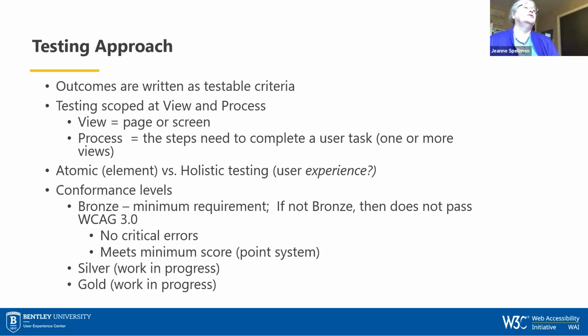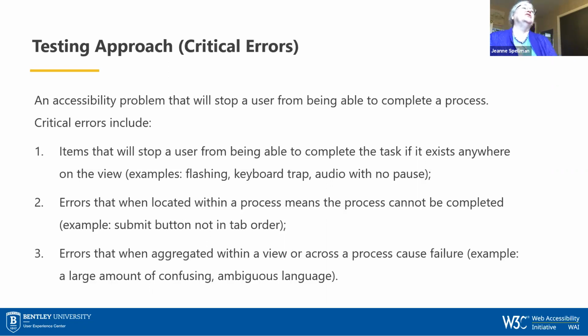Okay. Next slide. And I'll try to go faster, sorry. Okay, so the critical errors are any accessibility problem that stops the user from being able to complete a process. And right now we have 3. These are items that stop a user if they exist at all, anywhere in the view, like flashing, like keyboard traps, audio that you can't pause.